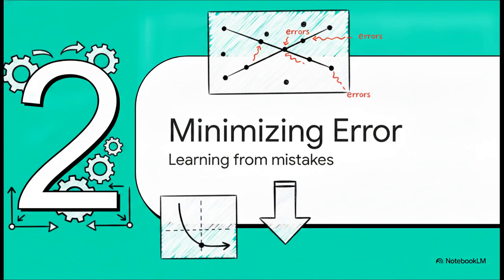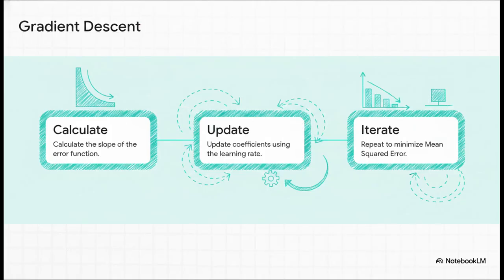Moving on to Section 2, learning and minimizing error. Time to see how this thing learns from its mistakes. Okay, so how does the model actually get better at predicting? Enter an optimization algorithm called gradient descent. The primary goal of our model is to minimize prediction error, specifically something called the mean squared error. Gradient descent tackles this in a highly efficient, iterative loop. Step 1, it calculates the gradient, or the slope, of the error function. Step 2, it updates the model's coefficients by taking a tiny step in the direction that reduces the error, and that step's size is controlled by a learning rate. Step 3, it just iterates. It loops over and over again until that mean squared error is as tiny as mathematically possible.